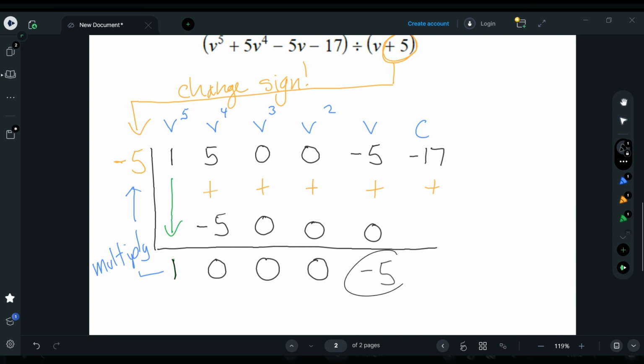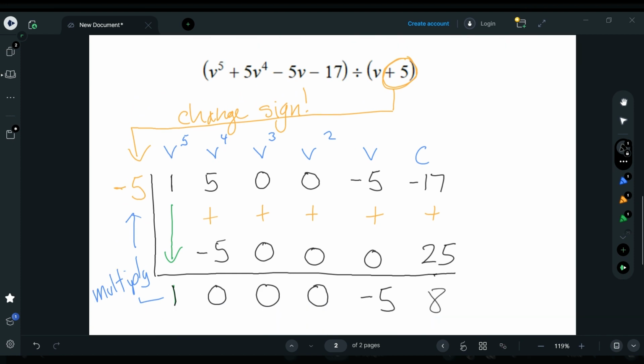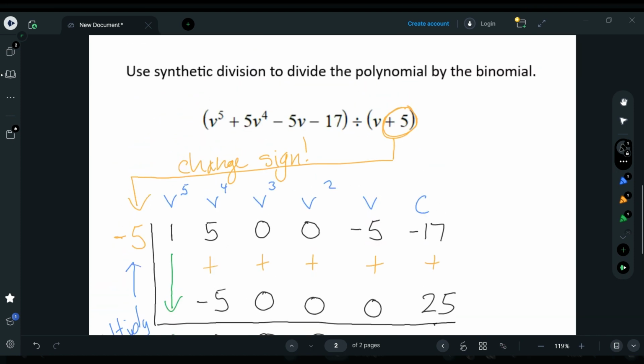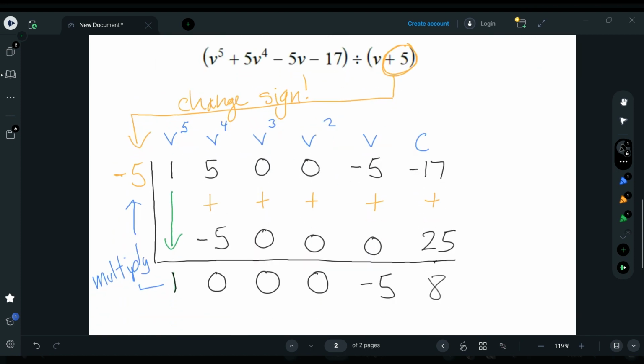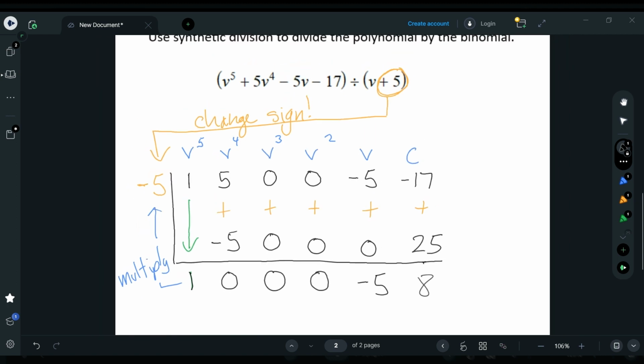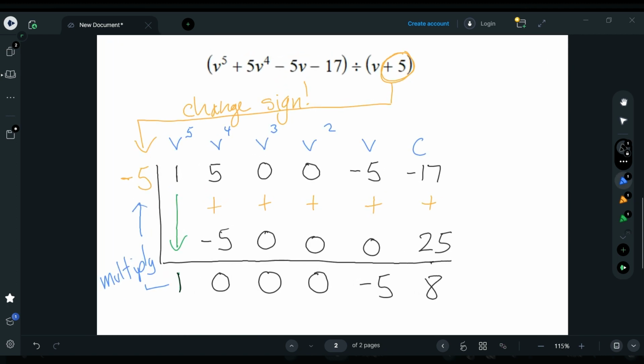And now we're going to multiply negative 5 times negative 5. Negative times negative will give us a positive. And then to finish this off here, add these together. Negative 17 plus 25 is going to give us positive 8. And there we're done with the synthetic division process. Only thing that's left to do now is to write down our final answer. So let's go ahead and do that.